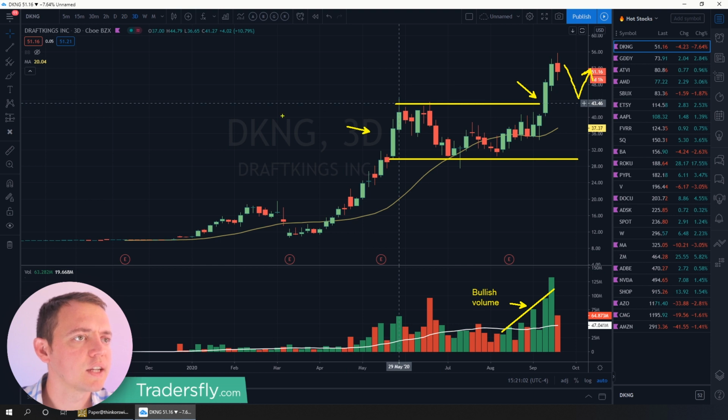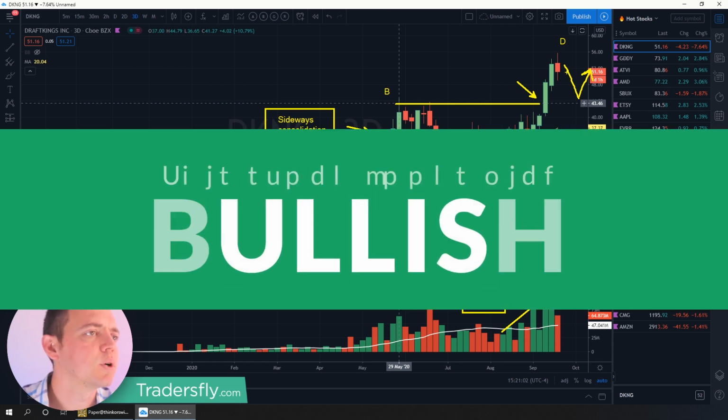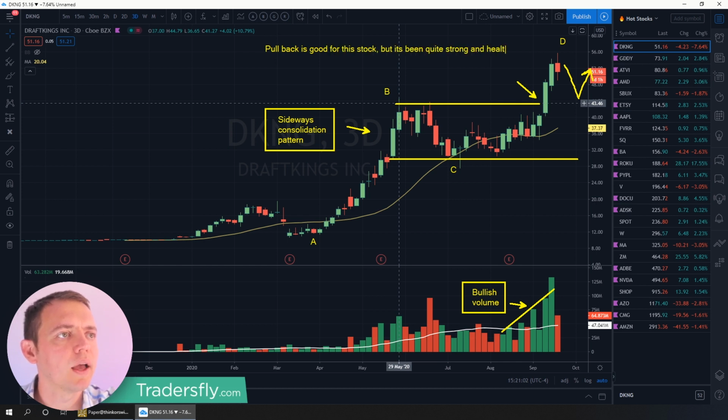But really, you've got this sideways consolidation pattern. In a way, you have an A to B to C to, who knows, D pattern, something like that. We will see if this will continue, but the bullish volume here has been pretty good. Been bullish on this one, so I think a pullback is still good. Pullback is good for this stock, but it's been quite strong and healthy. Watch out if it gets stretched, but even on down days, this one has been holding up well.